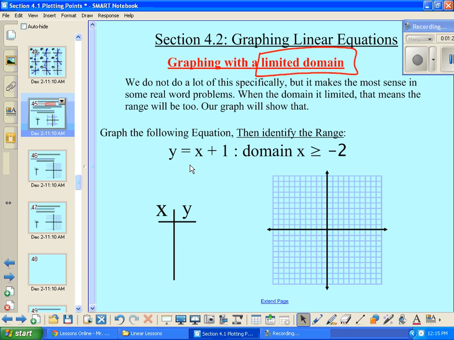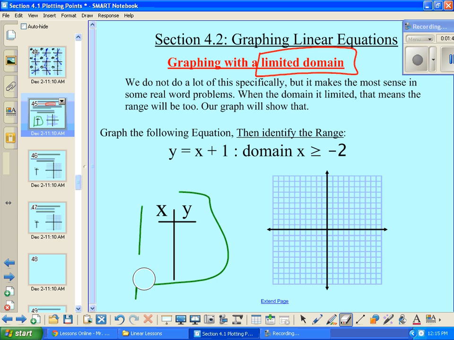The last new thing in this section that can come up when we're graphing is graphing with a limited domain. When we're graphing with limited domains, we're still going to do a lot of the same things we've been doing in this section. We're still going to find some ordered pairs, put those in our table, plot points on our graph, and draw some kind of graph to represent the equation.